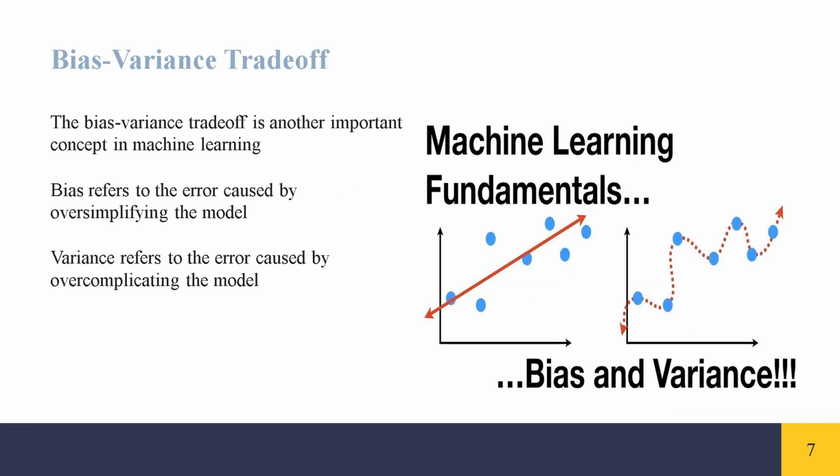The bias-variance trade-off is another important concept in machine learning. Bias refers to the error caused by oversimplifying the model. Variance refers to the error caused by overcomplicating the model.